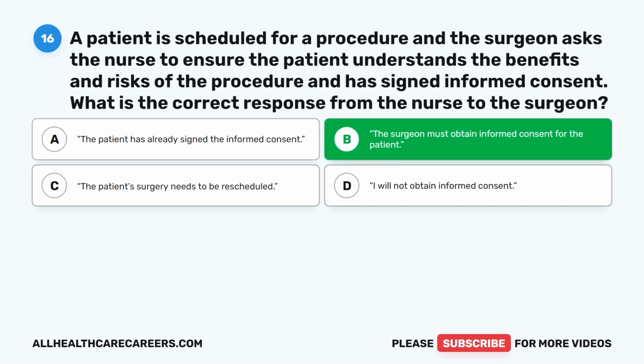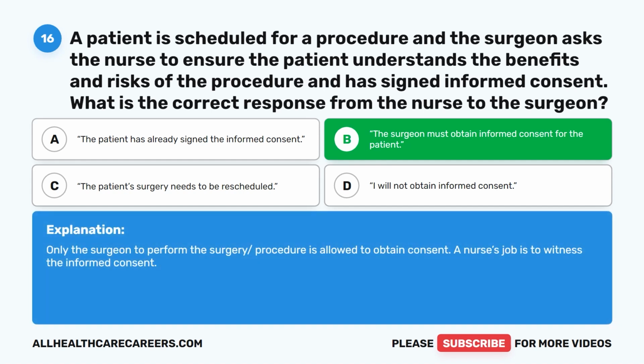The correct answer is B. The surgeon must obtain informed consent for the patient. Only the surgeon performing the surgery or procedure is allowed to obtain consent. A nurse's job is to witness the informed consent.